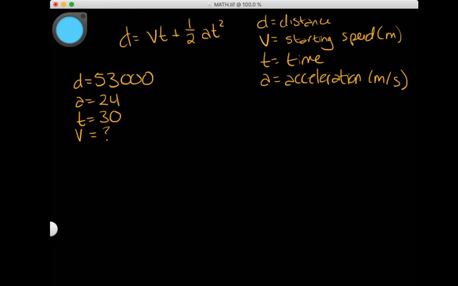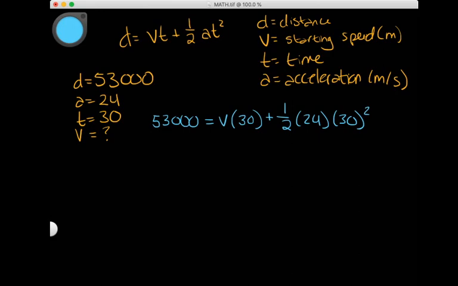So let's change our color here and we'll do the question together. Starting with this formula here, D is 53,000. So I have 53,000 equals V, our question mark, times time, which was 30. So V times 30 plus, this is right from the formula, 1 over 2 times A, which is 24, times T again. T comes up twice in the formula. T is 30. And then this is squared.